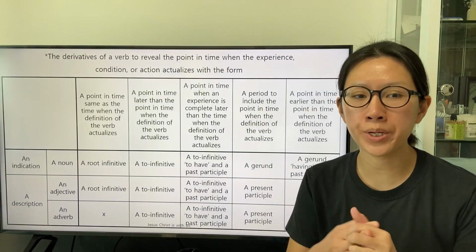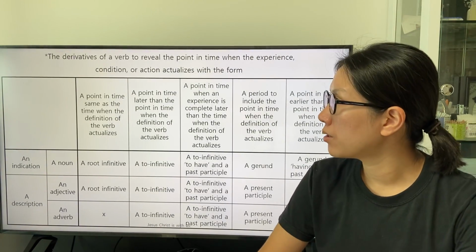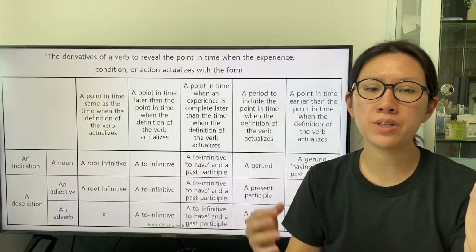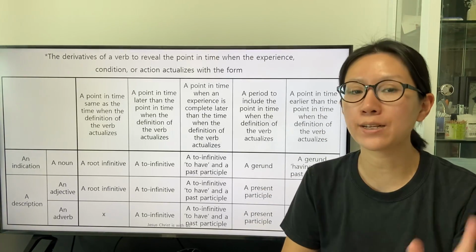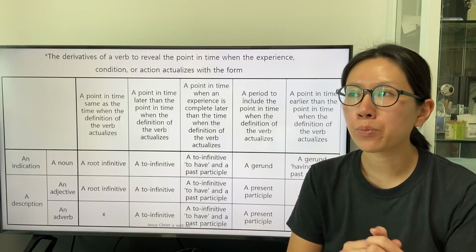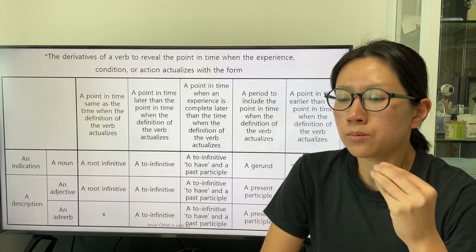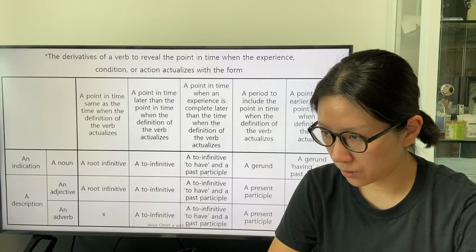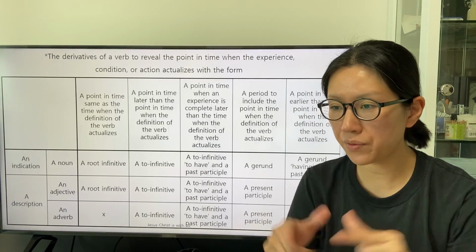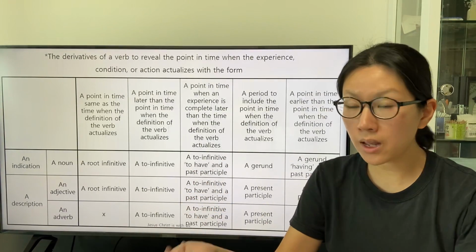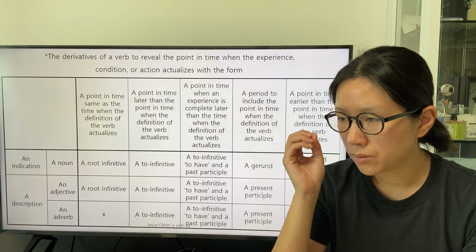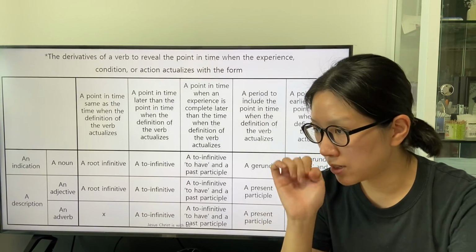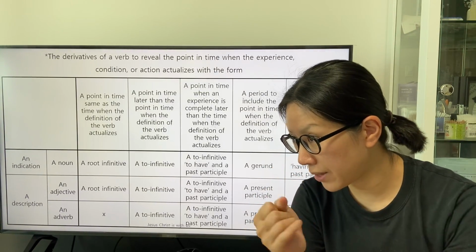From now on, we will study the derivatives of a verb to reveal the point in time when the experience, condition, or action actualizes with our form. We can understand that each form of a verb derivative reveals information about the time when the definition of the derivative actualizes.